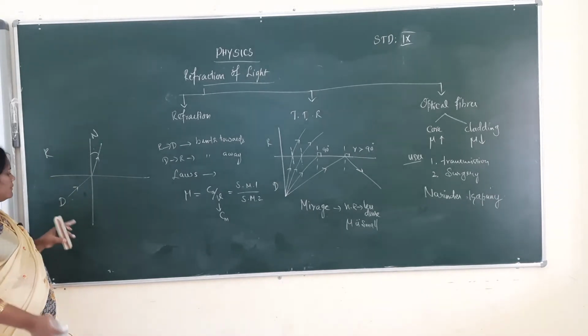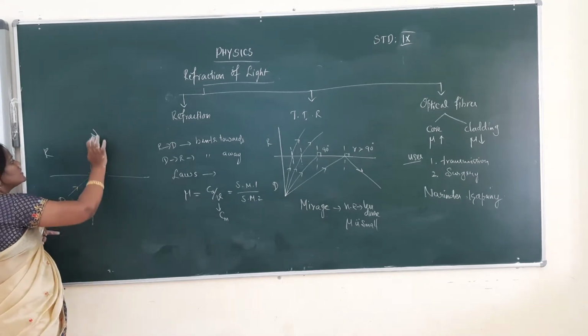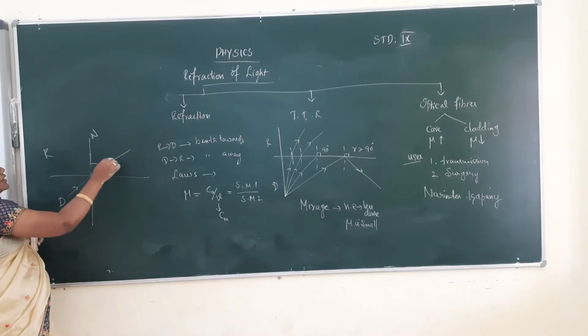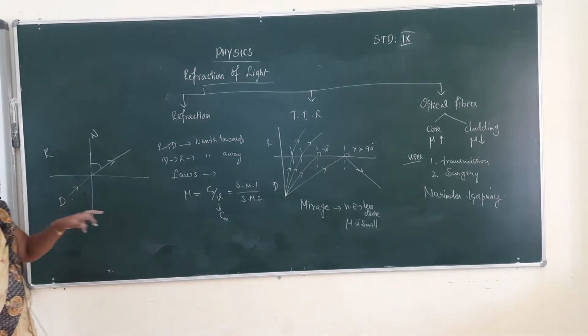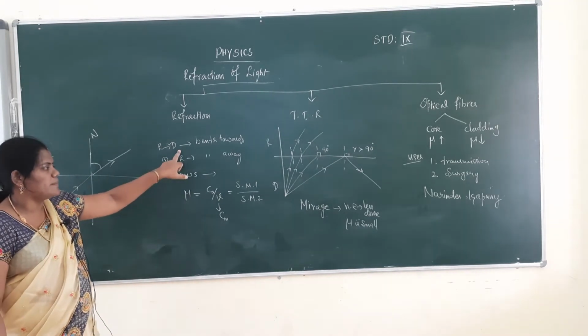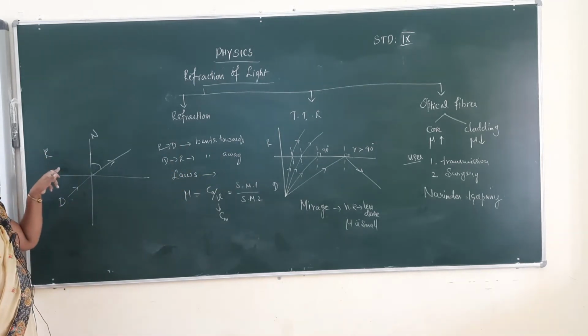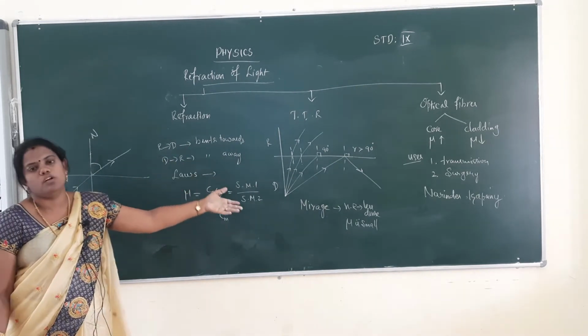Light falling from a denser medium to a rarer medium will move away from the normal line. Light passing from a rarer medium to a denser medium bends towards the normal line, and from a denser medium to a rarer medium, it bends away from the normal line.